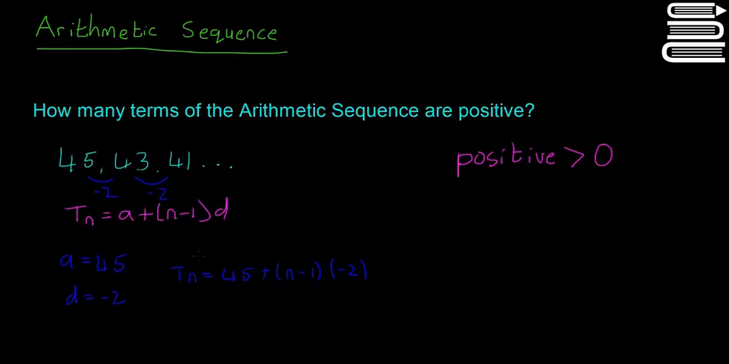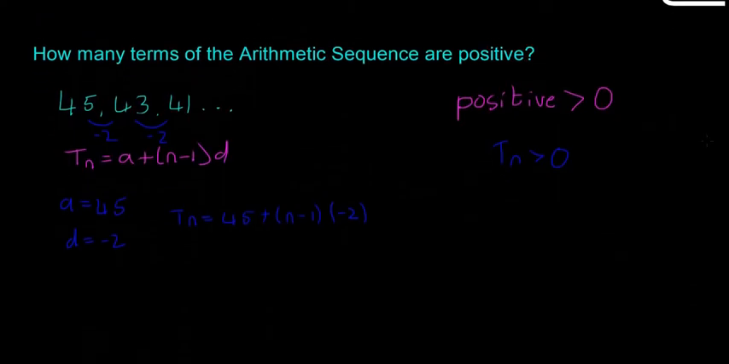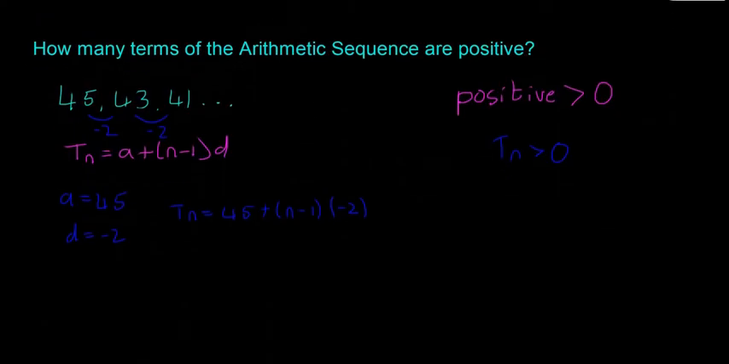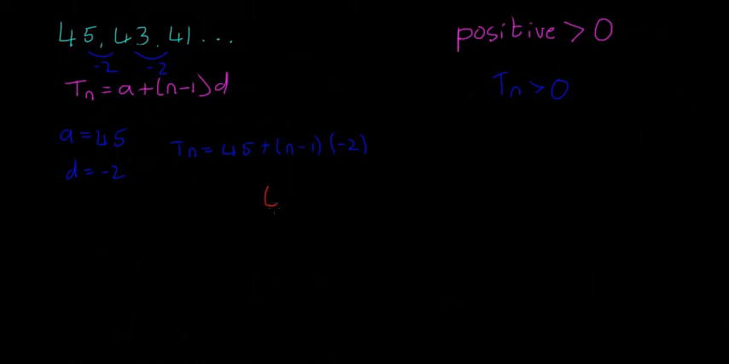So we want to find where t of n, and t of n can mean any of the terms. It can mean 45, 43, 41, etc. We want to find where t of n is greater than 0. So what we're going to do is let this be greater than 0. Then we're going to have an equation with just n as an unknown. If we solve this for n, that'll tell us how many terms of the arithmetic sequence are positive. Okay, so I will go down to red and make a little bit more space. I'm going to say that 45 plus n minus 1 multiplied by minus 2 is greater than 0, and then we're going to solve this.